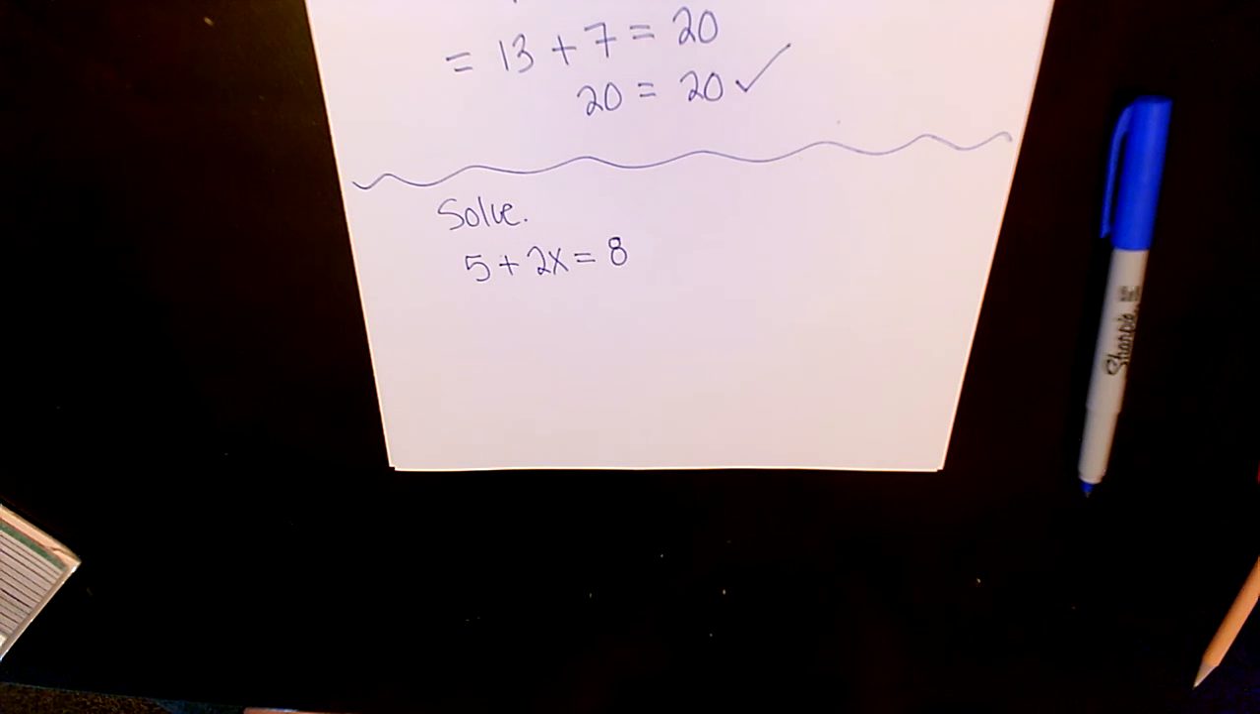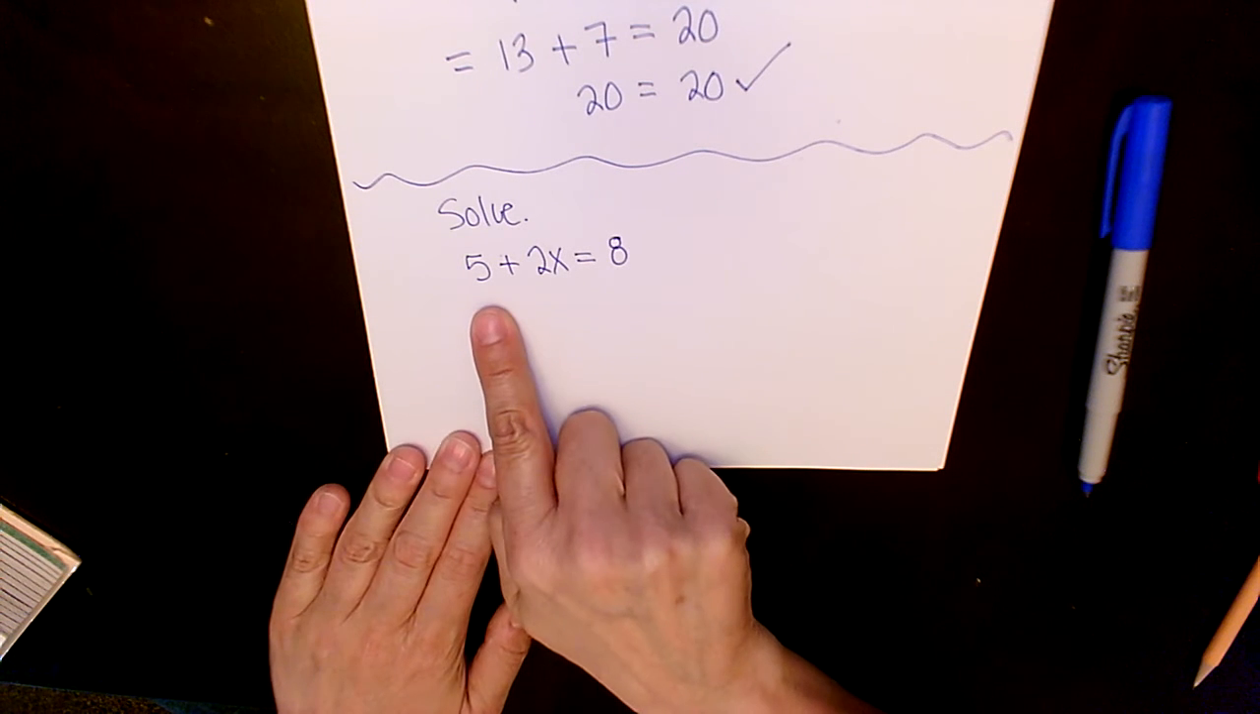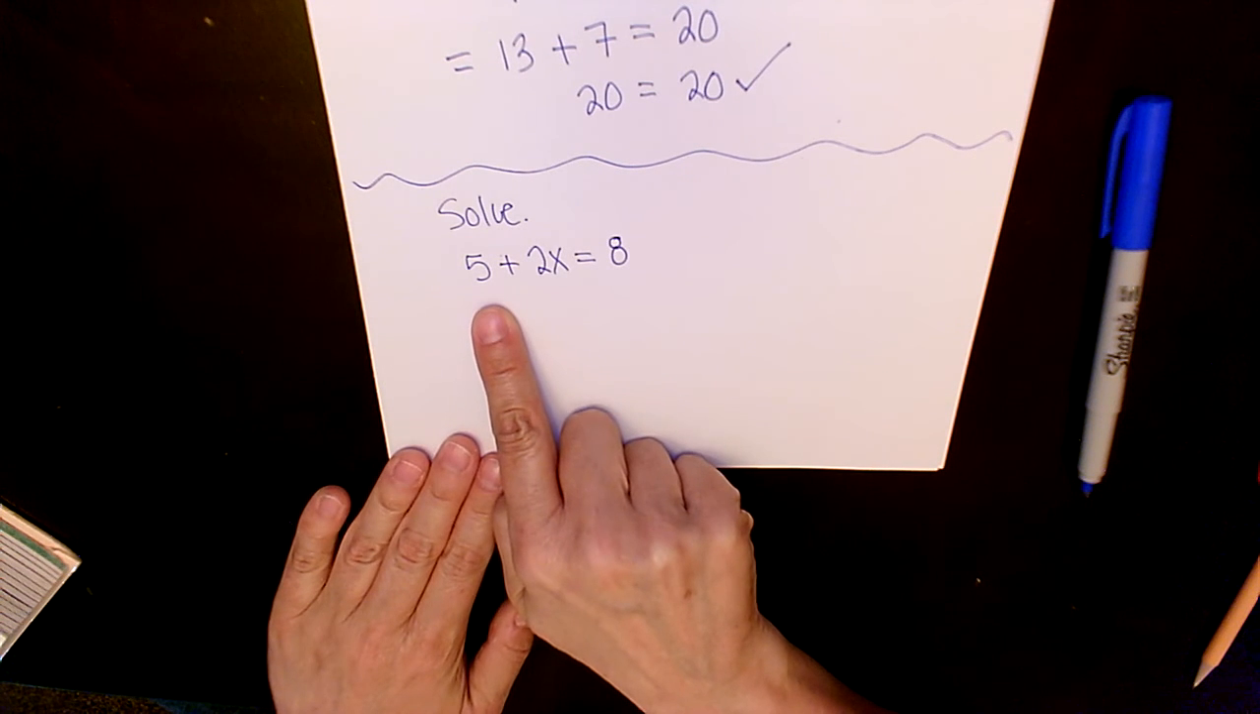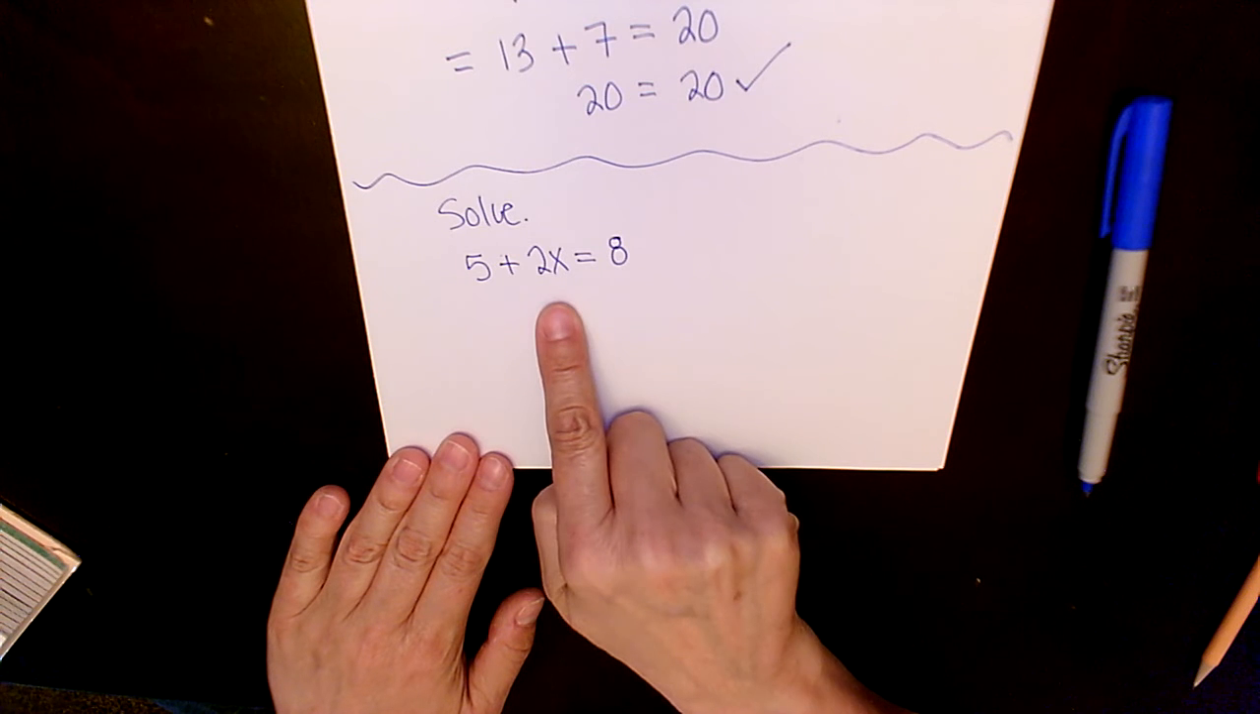Okay, this is part 2 of section 2.4. We're just going to keep solving. And the next one I've got to solve is 5 plus 2x equals 8.